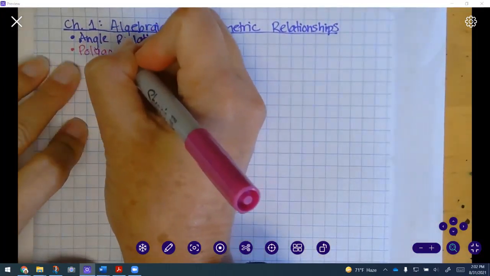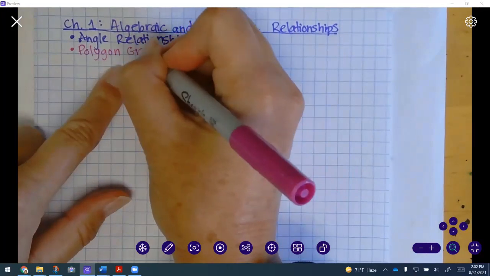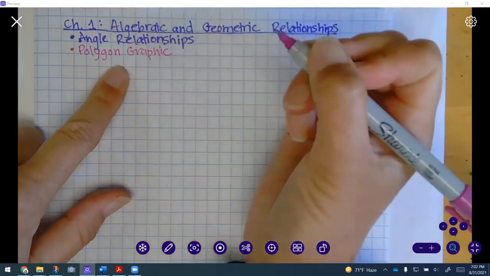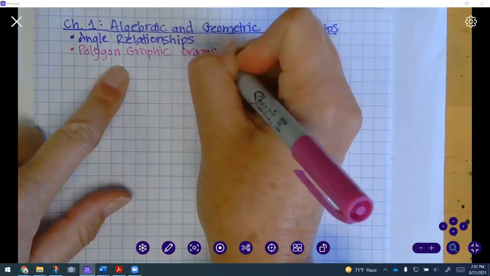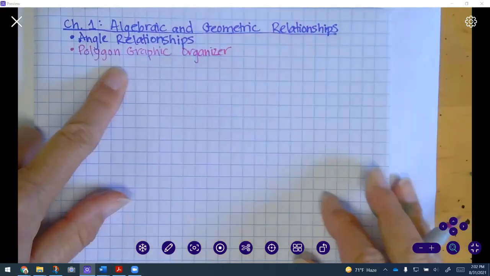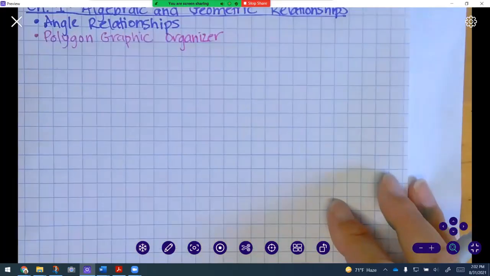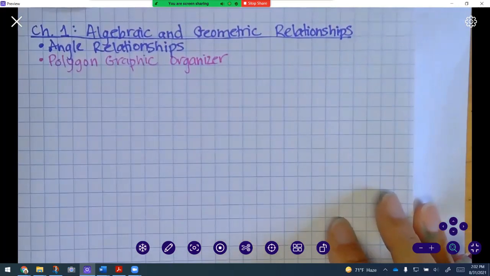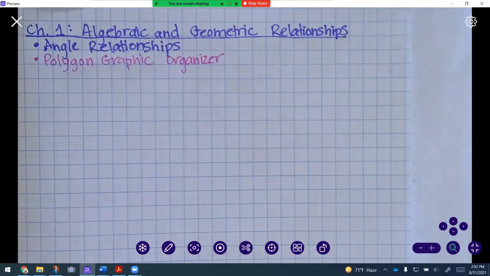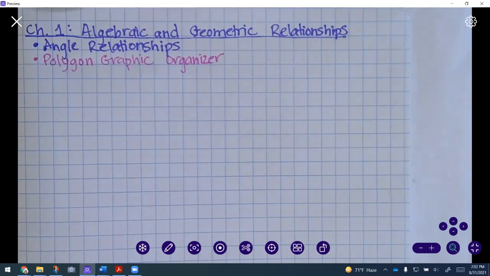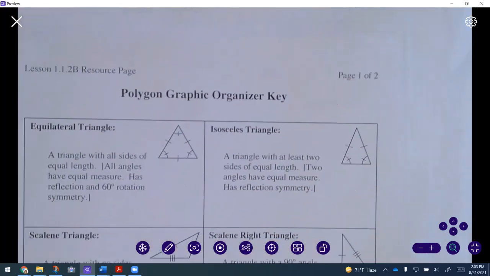Polygon graphic organizer. And then after the Polygon graphic organizer, the next thing I'm going to put in is going to be the one that has on top. And just to make sure everyone understands what the Polygon graphic organizer is, that's this one here.